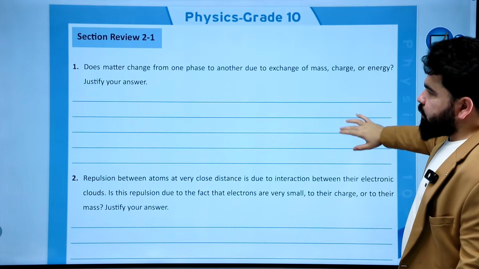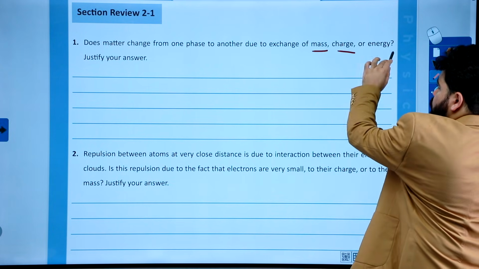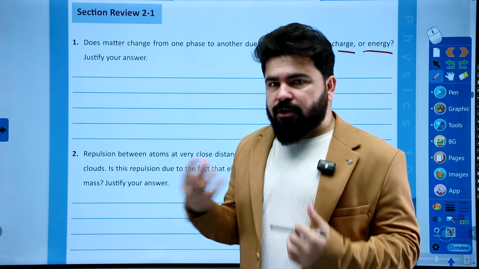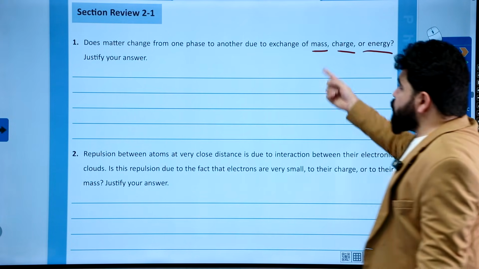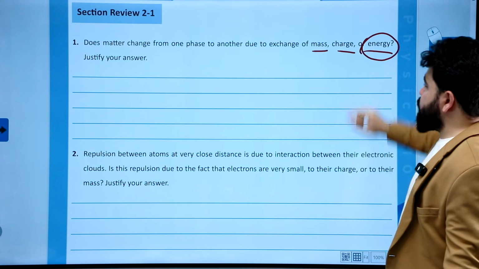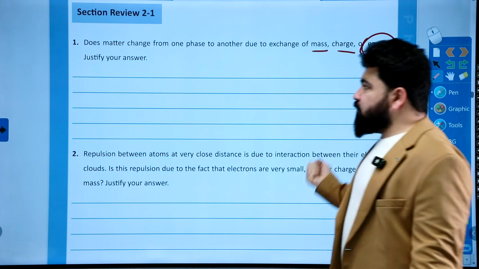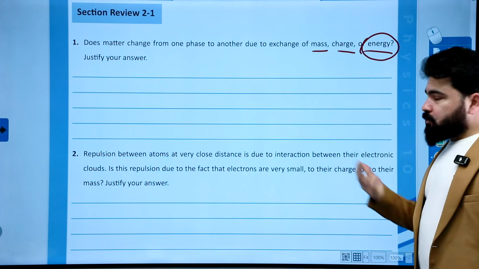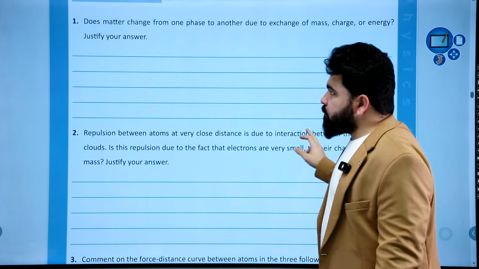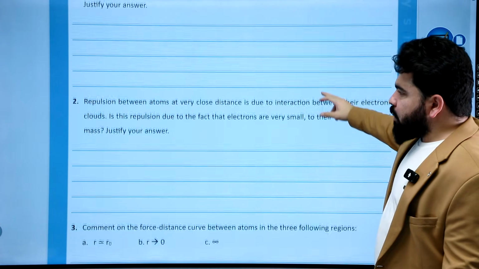Section 2.1. Does matter change from one phase into another due to exchange of mass, charge, or energy? If you have one glass of water and this glass of water turns into ice, does the mass change? Of course not. Does the charge change? Of course not. What does change? It's the energy that changes. For example, give this ice some heat, and because you have given this thermal energy, it's going to change the phase into liquid by thermal energy.